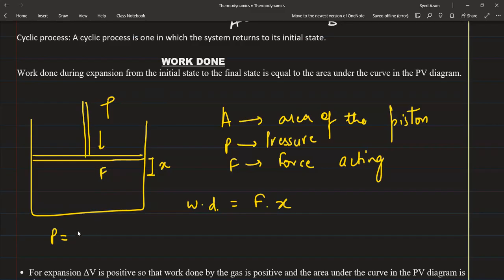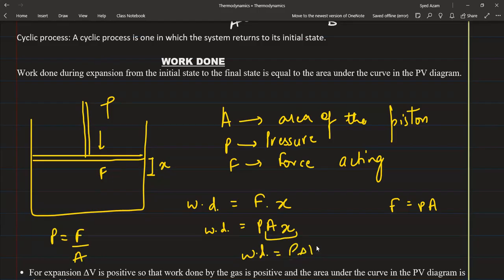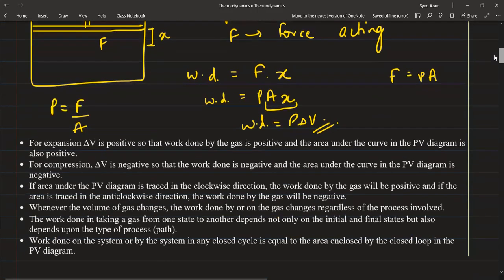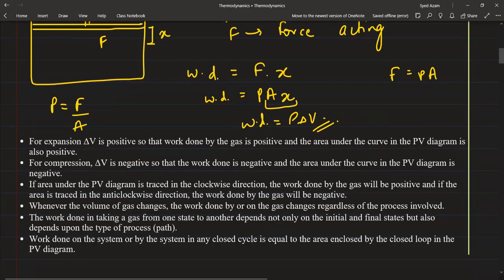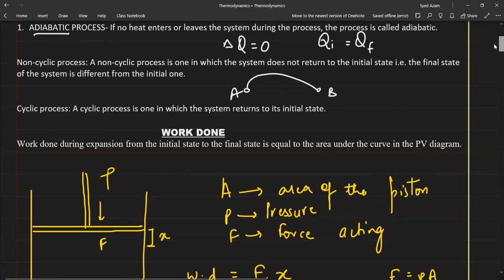Pressure is equal to force by area. So force is equal to pressure into area. Work done is pressure into area into x, that is, area into length. This is the volume. So work done becomes P delta V. This is the derivation of it. You've already written the sign convention, so no need to write this part. Write it till here.